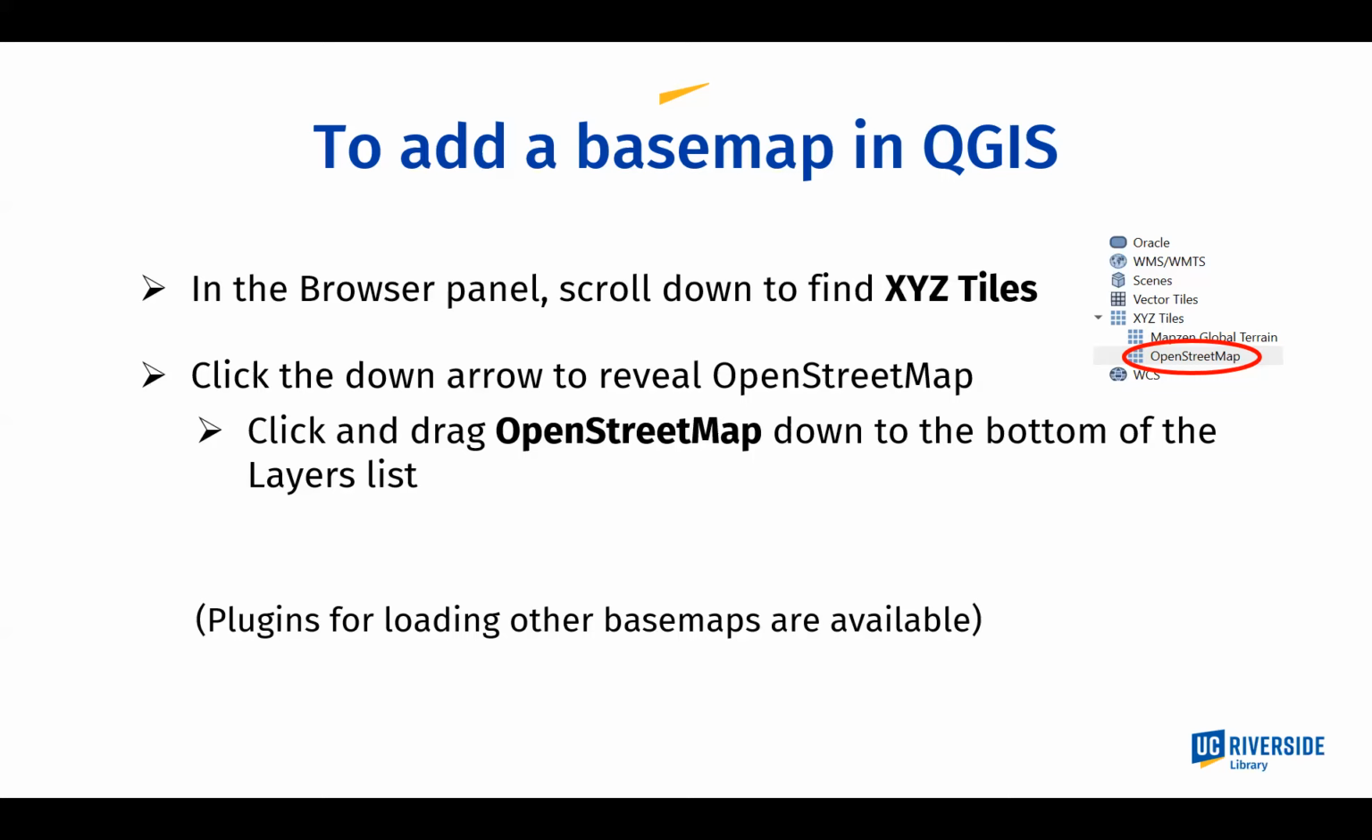So I also wanted to say that OpenStreetMap is just one of dozens, maybe hundreds, of base map choices. And if you would like a different type of base map, there are plugins that will enable you to load in other types of base maps. So the question in the room, for those who are online, was about how do you add your data?